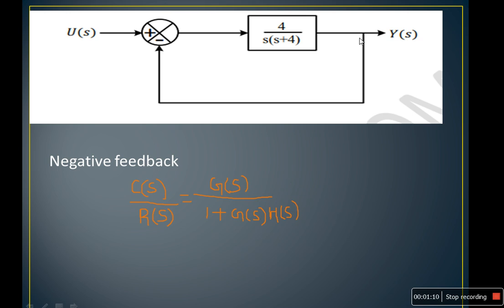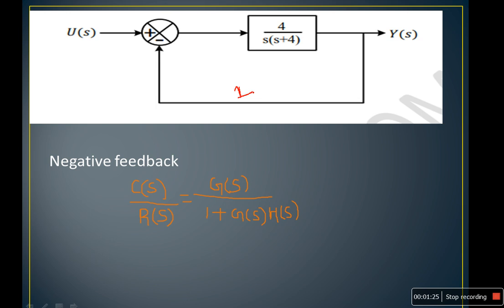In the feedback path we are not having any gain. If you are not having any gain, this value is considered to be 1.